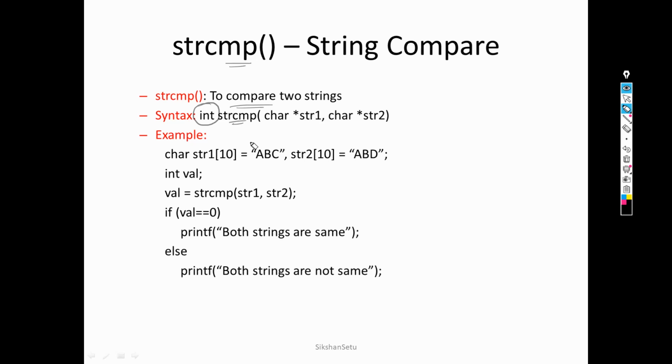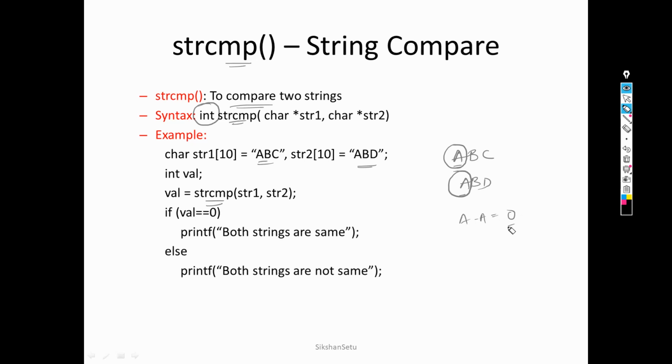Let's take an example. Suppose str1 is abc, and the second string is a, b and d. Now how will strcmp work? In strcmp, it will take the first character of both the strings and perform the subtraction. The first character of str1 is a, the first character of str2 is a. So a minus a gives you 0.